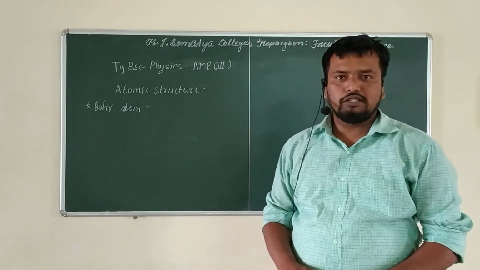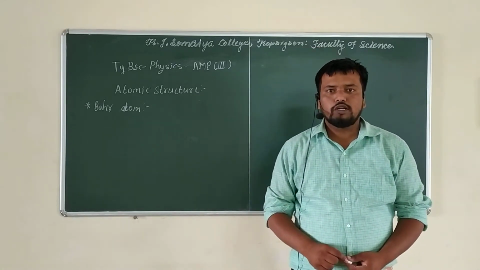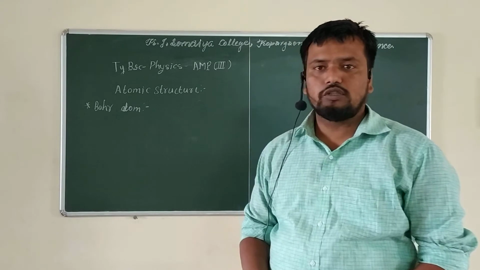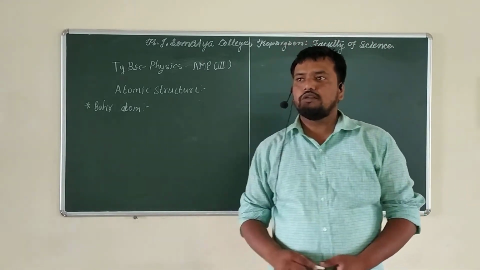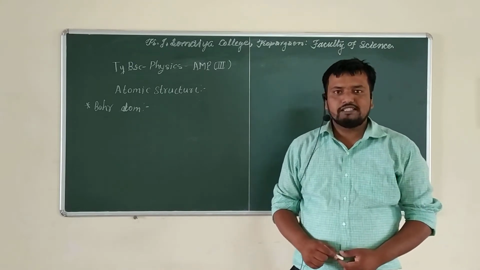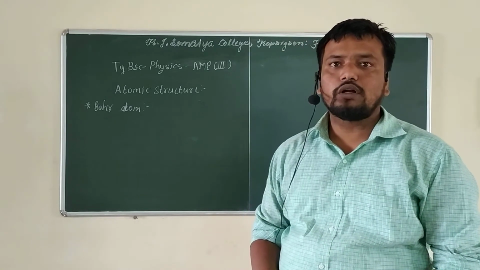So, a summary of the last lecture: we discussed the Rutherford model of an atom. We saw the formula for Rutherford scattering, and also the part on the electron orbit. In this lecture we want to see the Bohr atom.